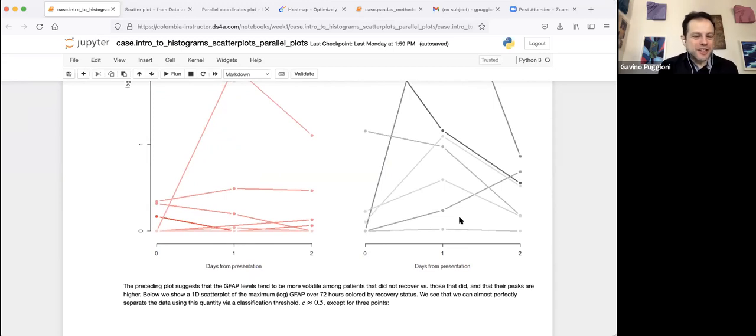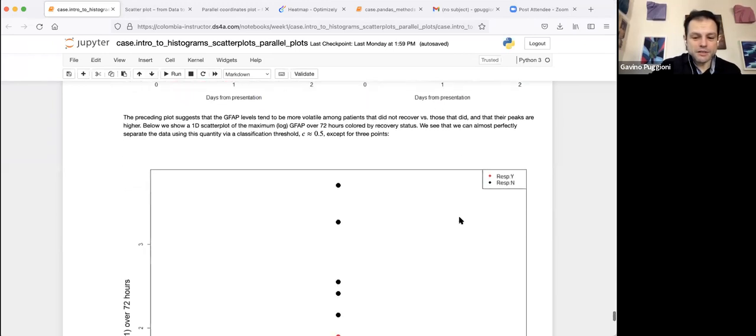So the preceding plot suggests that the GFAP levels tend to be more volatile among patients that did not recover versus those that did, and that their peaks are higher. Below, we show a one-dimensional scatter plot of the maximum log GFAP over 72 hours colored by recovery status. We see that we can almost perfectly separate the data using this quantity via a classification method with a threshold of about 0.5. Remember, this is in the log scale, okay? Except for 3 points.